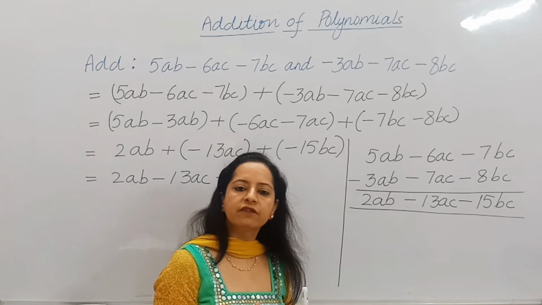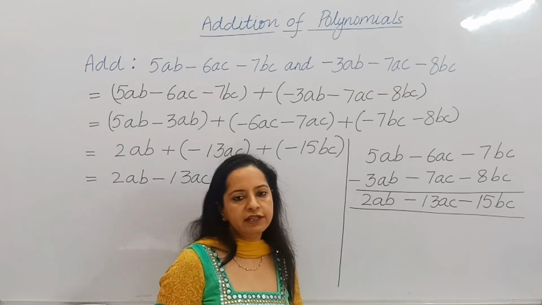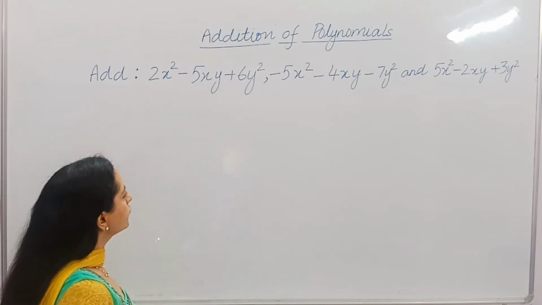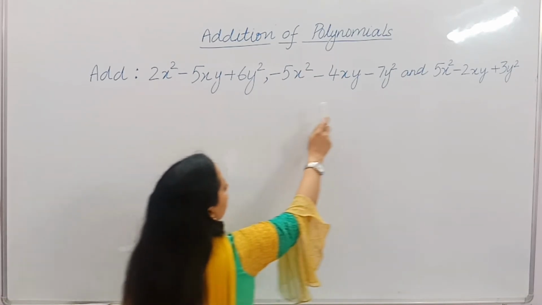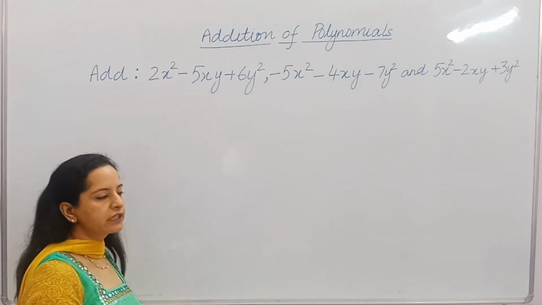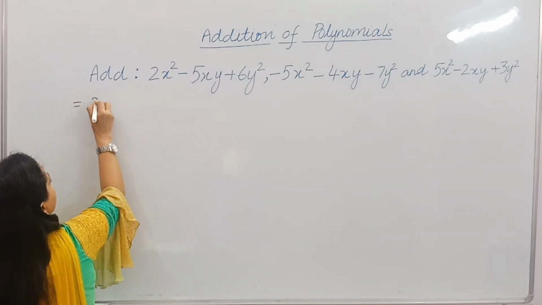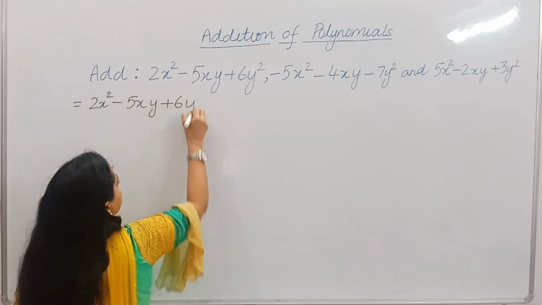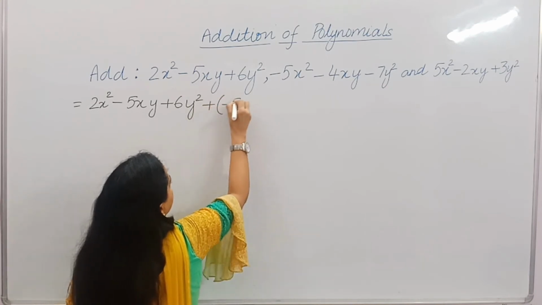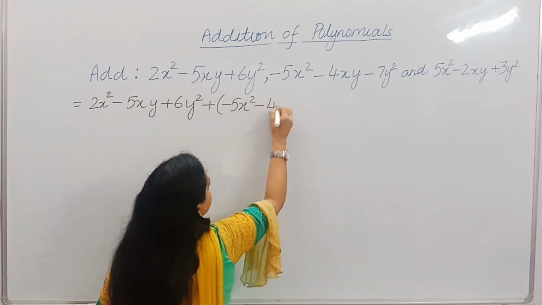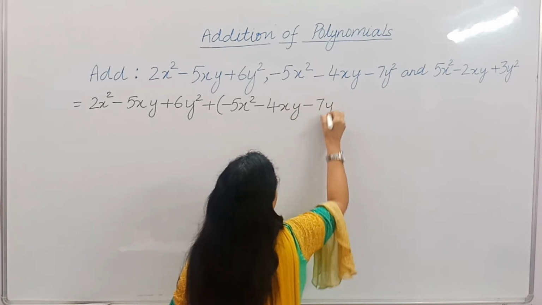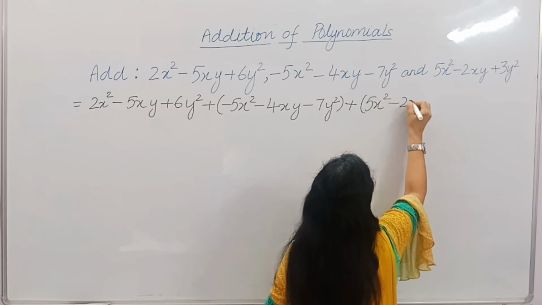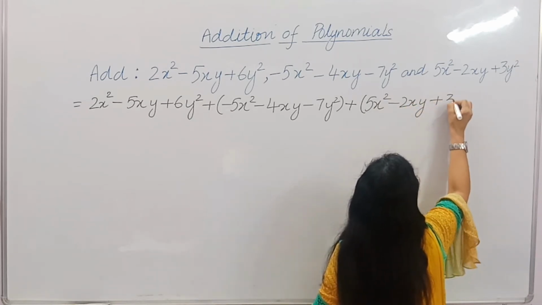But before that, let me give you some more examples so you understand the concept better. So I have here the next question. Now if you see, I have got here 3 polynomials. So let us first write these polynomials. I have got 2x squared minus 5xy plus 6y square. Writing the other one, minus 5x square minus 4xy minus 7y square, plus the third polynomial 5x square minus 2xy plus 3y square.